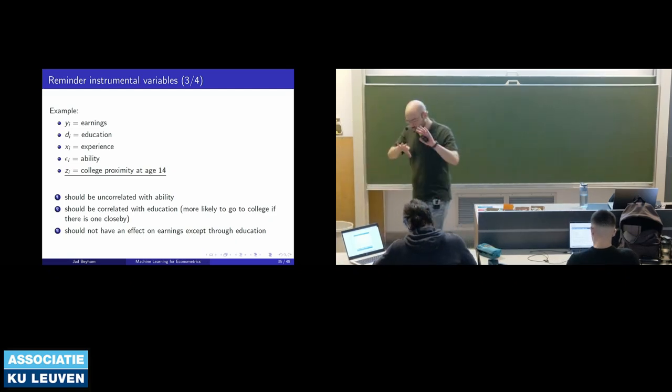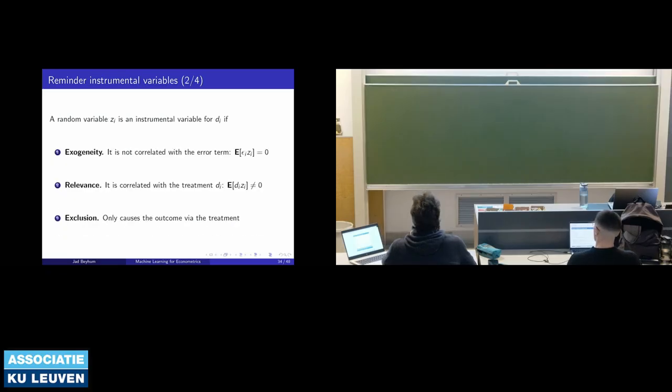So you could say, I look at these two groups, people with the same level of experience, but some grew up close to a college and the other did not. They will have different levels of education and they will also have different levels of earnings. Then what I can do, and that's the idea of an instrumental variable, is to say, okay, I will look at the different levels of earnings that they have, and I'm going to interpret that as the causal effect of the difference in education between the two groups. And this will be a valid interpretation under the three IV assumptions.